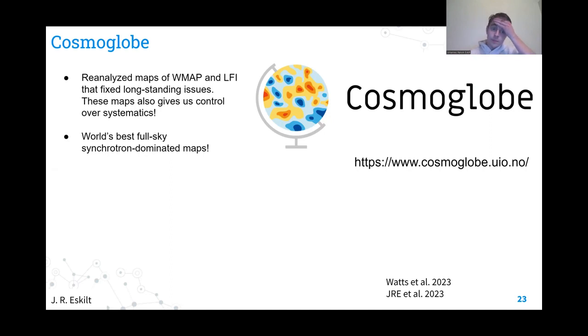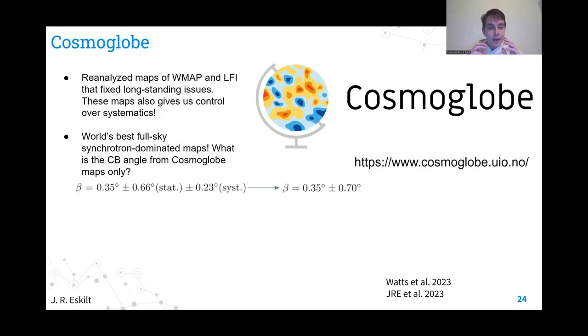So now that we have the world's best full sky synchrotron maps, we can try to measure cosmic birefringence in them, by only measuring it in the WMAP and LFI maps, because HFI is not included in Cosmoglobe yet. By measuring this in WMAP and LFI, we get this result here. And one of our main results is that the systematic error bars, which we did not have access to earlier, are much smaller than the statistical error bars, which is good.